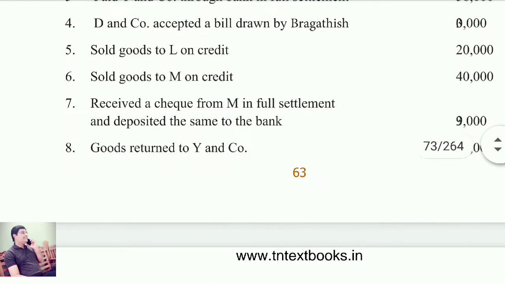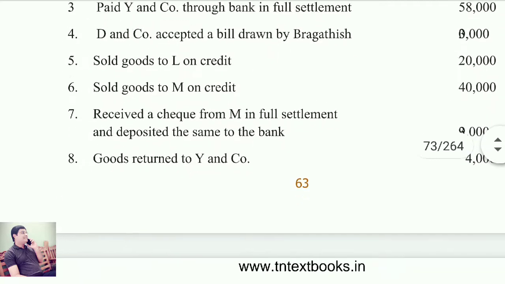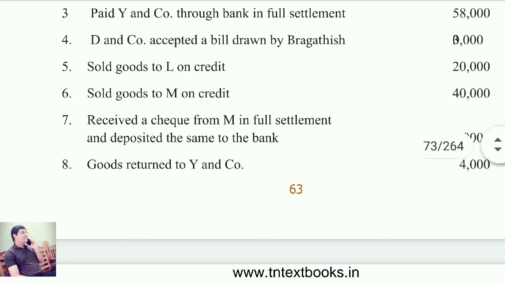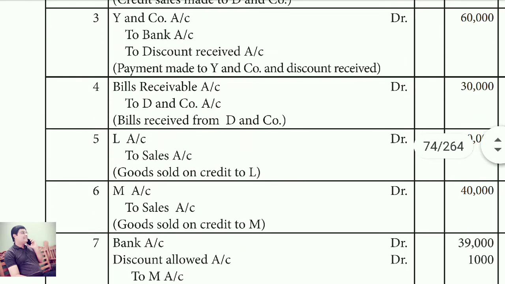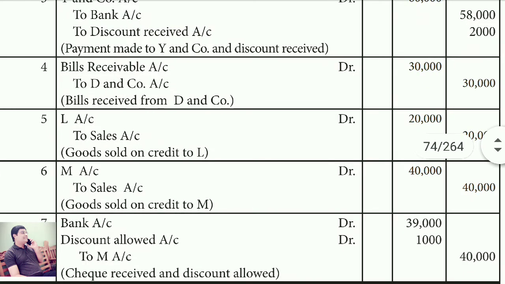Next one, see the date 4. D and Company accepted a bill drawn by us. This is a very important entry where the students are making mistakes. So here we have to write bills receivable account debit to D and Company account 30,000, because bills received from D and Company.